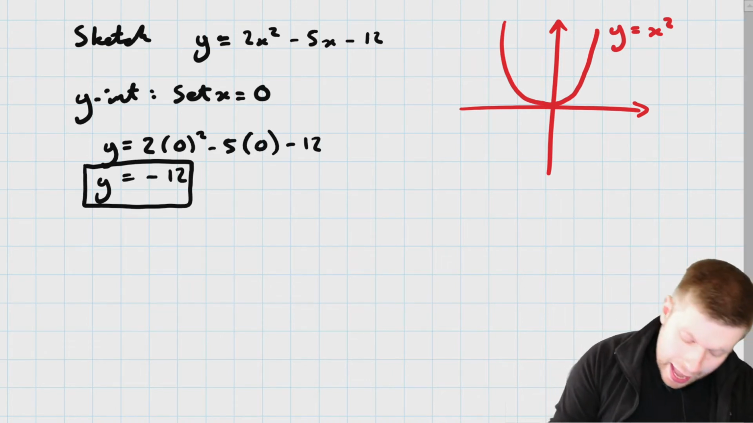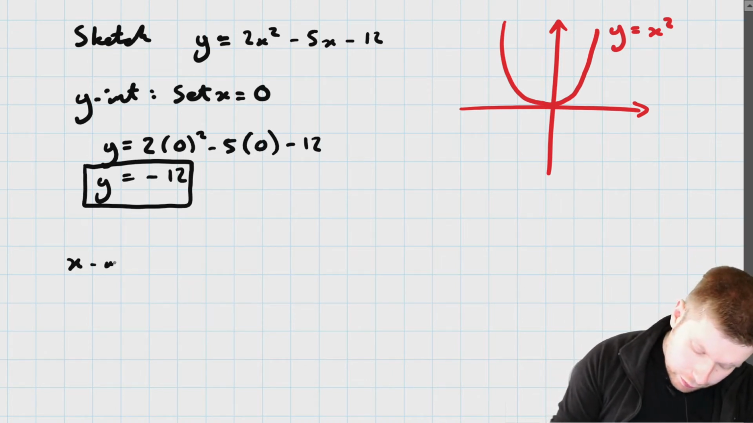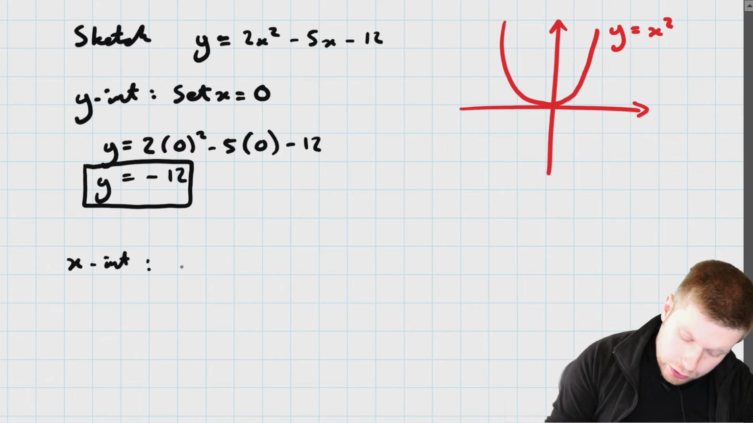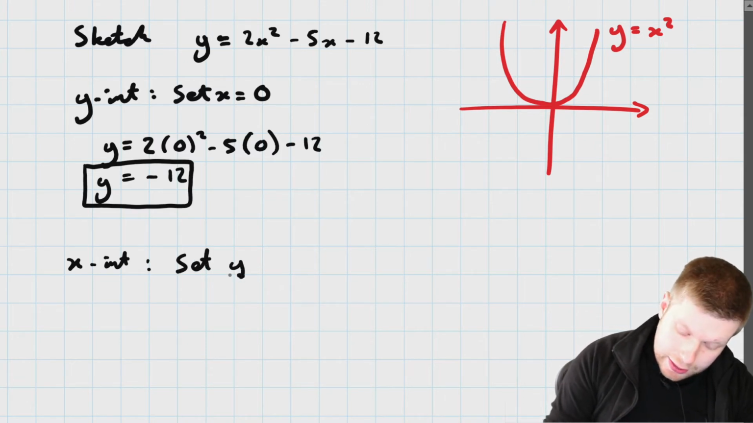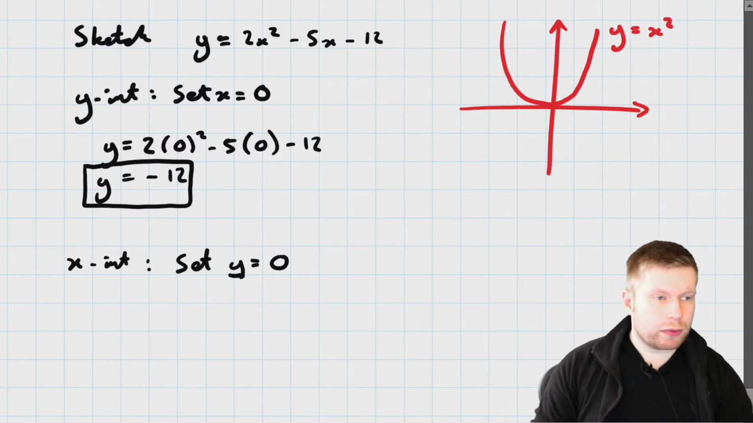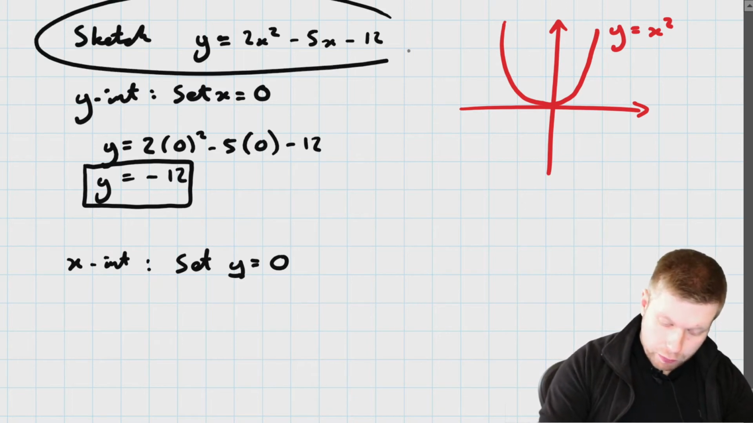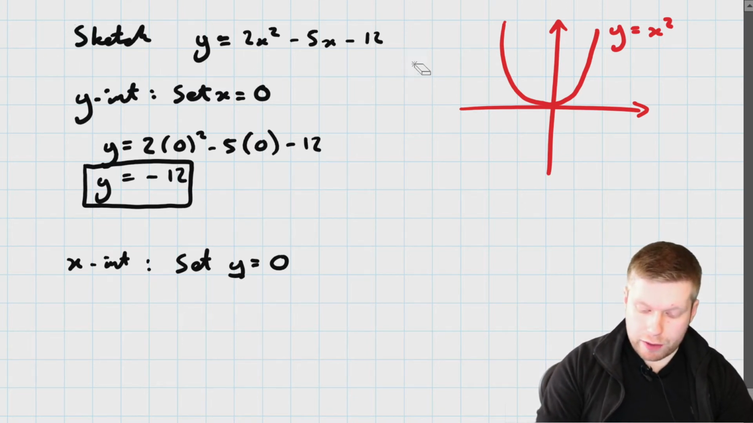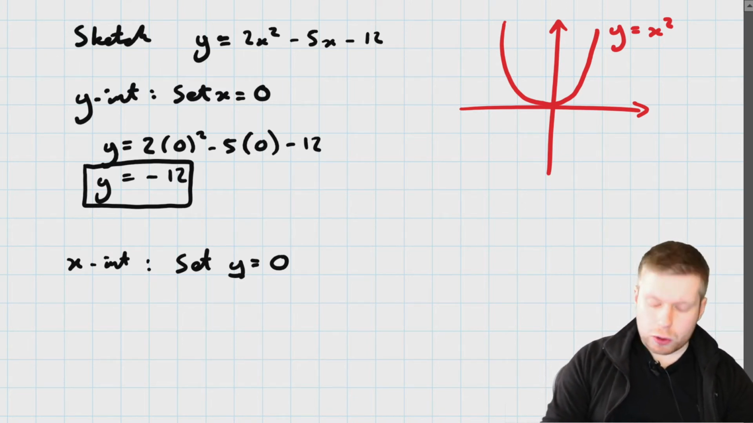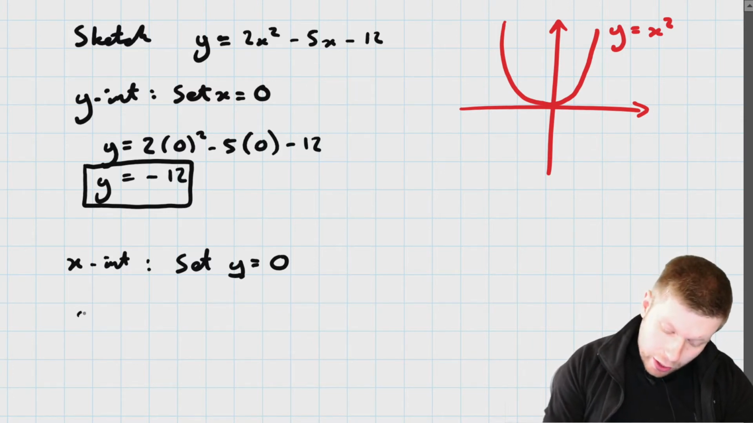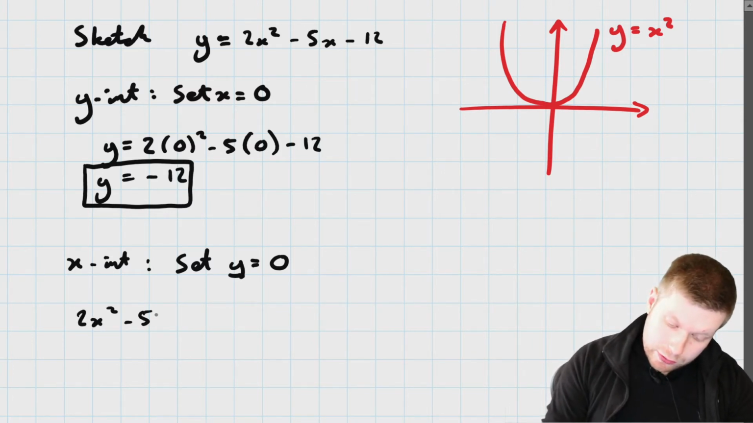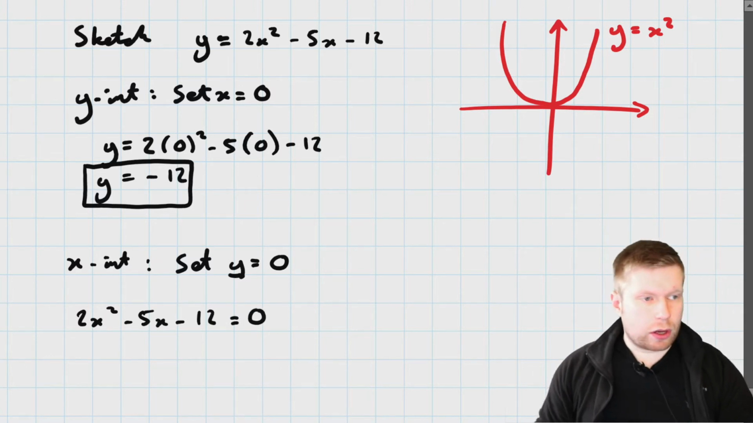But if I want to find the x-intercepts, what do I need to do? Well, to find the x-intercepts, I need to set y to be 0, okay? So if I take my original graph, y equals 2x squared minus 5x minus 12, that's my original quadratic. If I set y to be 0, I get 2x squared minus 5x minus 12 equals 0, like so, okay? Now I need to try and solve this.